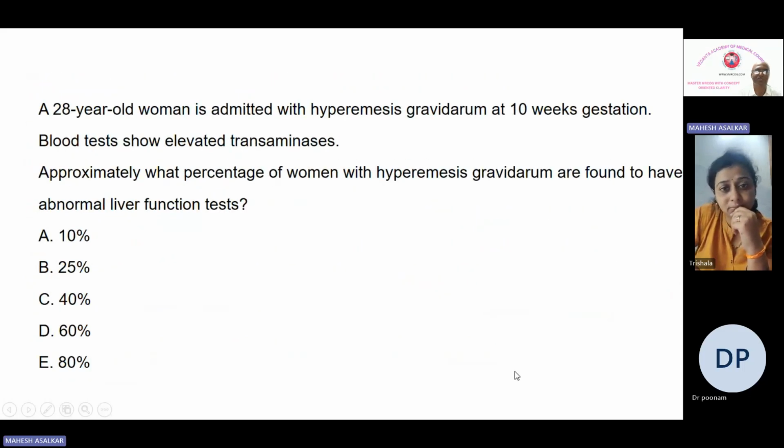Just this last question. A 28-year-old woman is admitted with hyperemesis gravidarum at 10 weeks gestation. Blood tests show elevated transaminases. Approximately what percentage of women with hyperemesis gravidarum are found to have abnormal liver function tests? It's 10%, 25, 40, 60, and 80. I'm just guessing it's 40. Yes, it is 40. 67% for thyroid, 40% for the LFTs. Okay, we'll stop here, doctor.